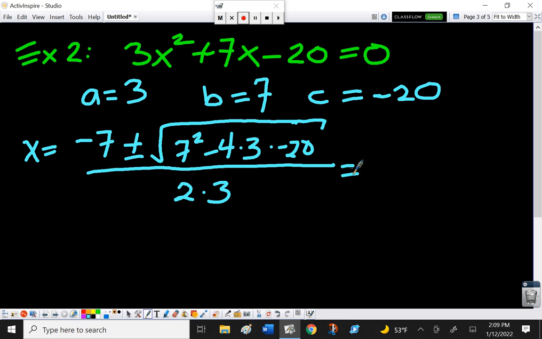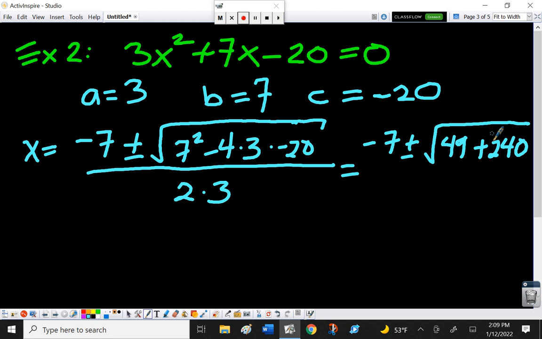All right. So, good job if you wrote that. Now, ladies and gentlemen, I'm going to write -7 plus or minus the square root of 7 squared is 49. And if I have -4 times 3 times -20, ladies and gentlemen, this comes out to positive 240. Positive 240. Now, I know some of y'all are like, sir, how would I know this? Use your calculator. Over 2 times 3, which is 6.